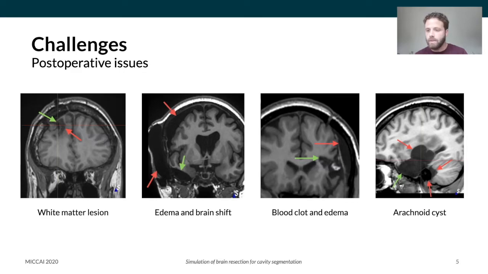Here, green and red arrows show parts of the images that do and do not correspond to resection cavities, respectively. In the first case, on the left, white matter hypointensities make it difficult to differentiate white matter from CSF in the cavity. In the second case, the brain has shifted after the surgery, generating a new cavity filled with CSF. In the second and third cases, a postoperative edema has also appeared. In the third case, there is also a hyperintense blood clot within the cavity. The fourth case shows an arachnoid cyst adjacent to the resection cavity, which has a similar appearance to it.